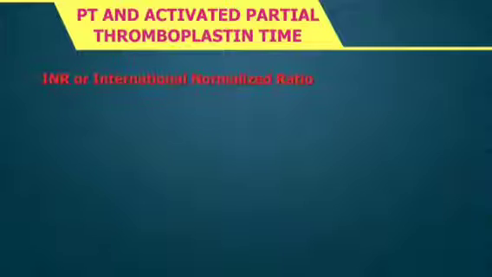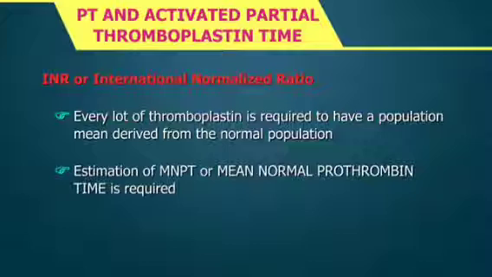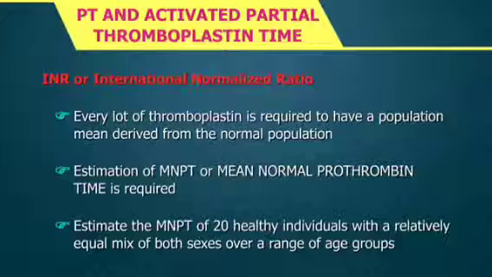2. INR or International Normalized Ratio. Every lot of thromboplastin is also required to have a population mean derived from the normal population. For this, an estimation of MNPT or mean normal prothrombin time is required. A laboratory can estimate the MNPT from a minimum of 20 healthy individuals with a relatively equal mix of both sexes over a range of age groups.